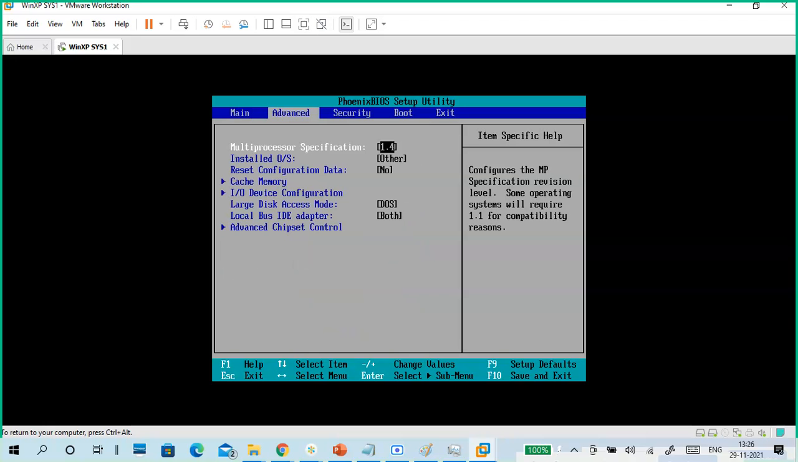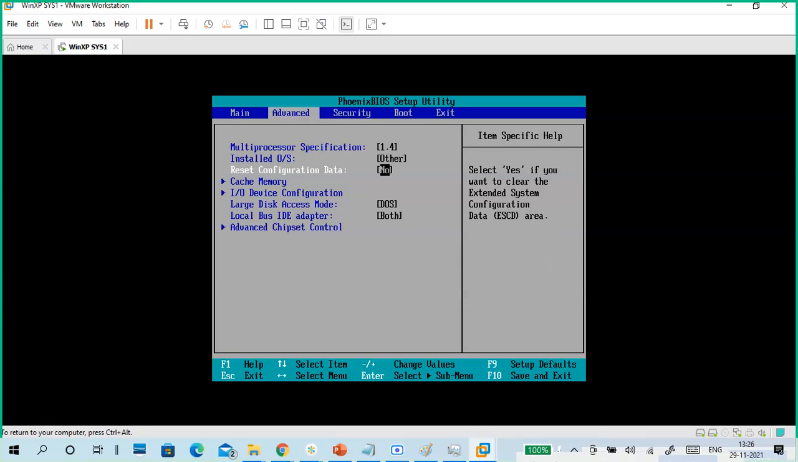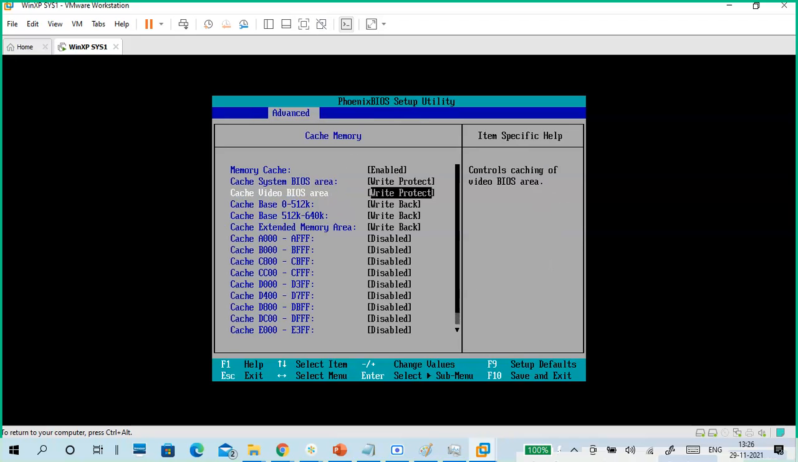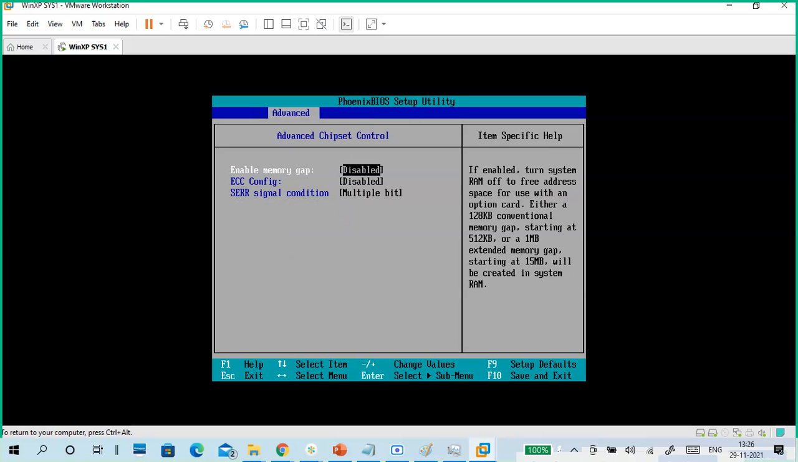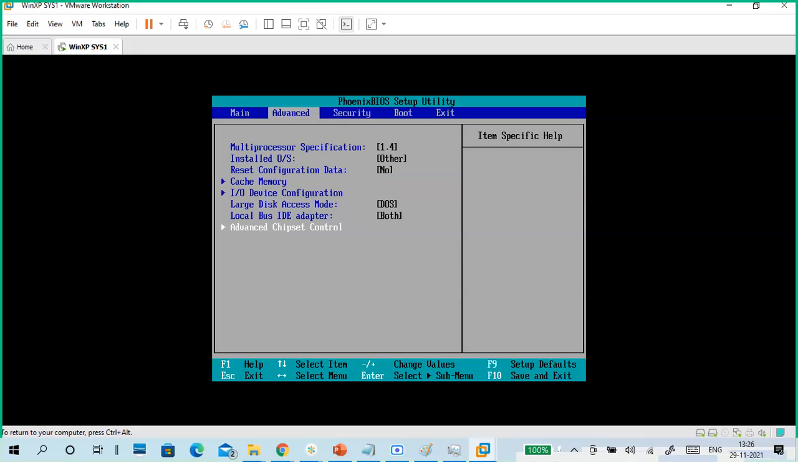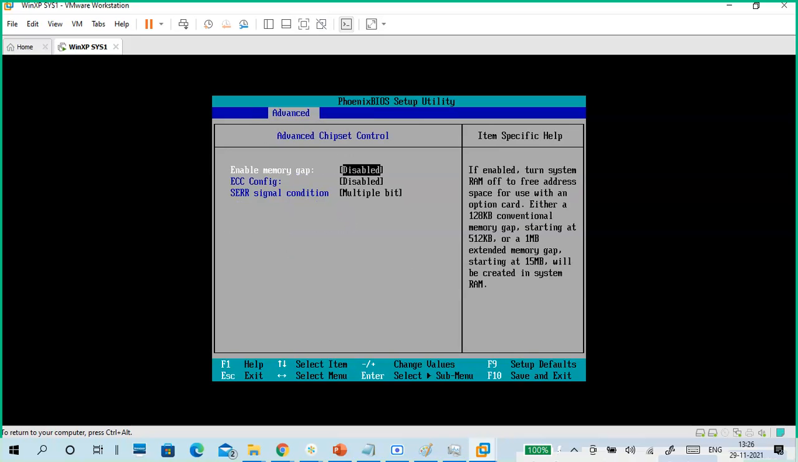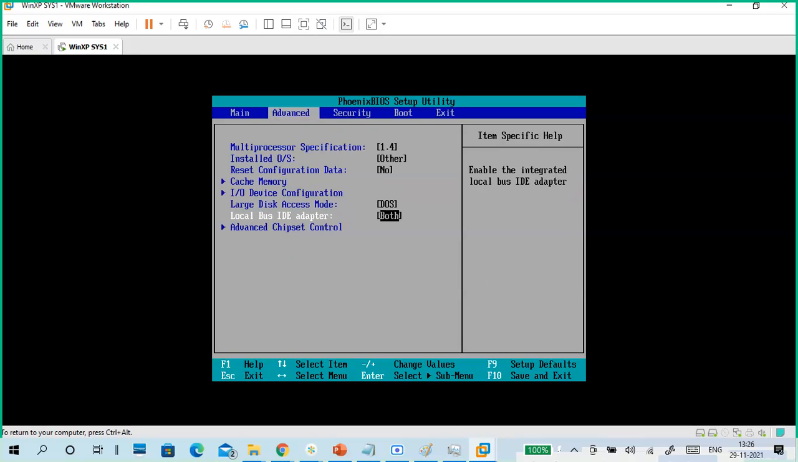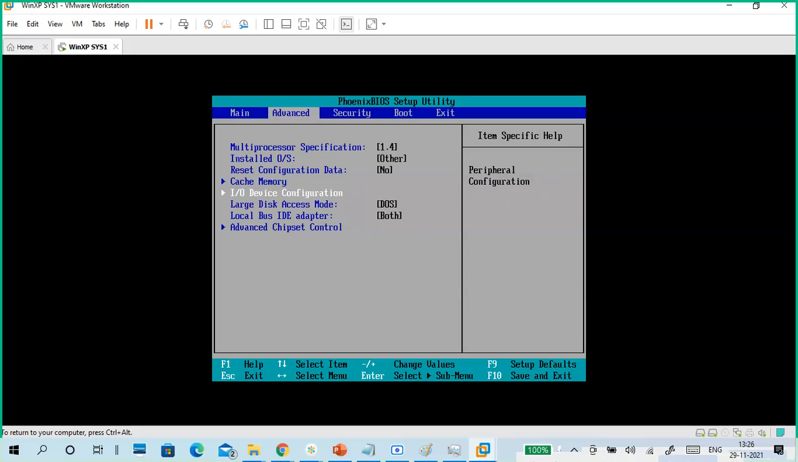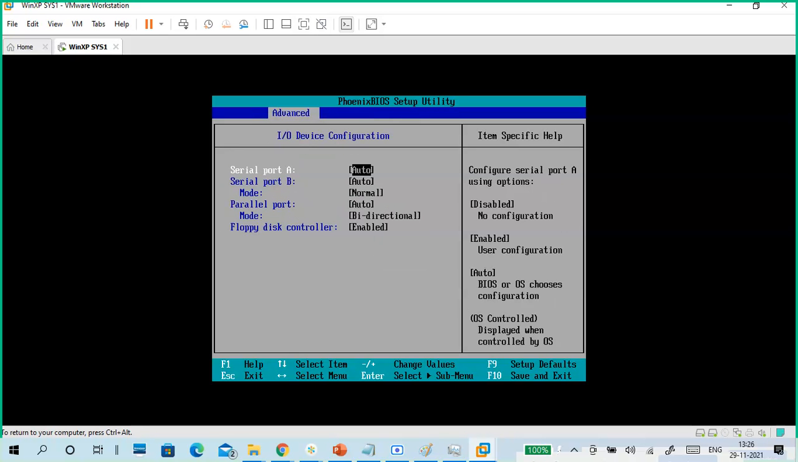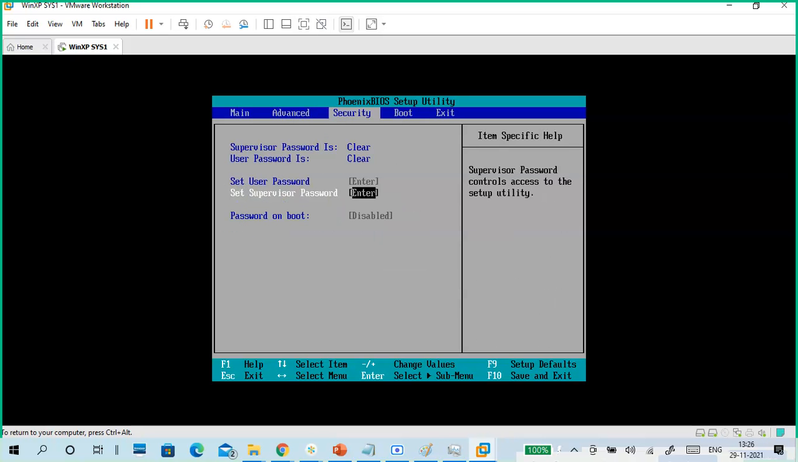Okay, so installed OS, reset configuration, cache memory. So what are the cache memory options like that? You are able to see. Okay, advanced chip control, enable, disable. You can see enable, disable kind of stuff. Okay, large disk access. So a few things like serial port A, B, parallel port, bidirectional, some information.